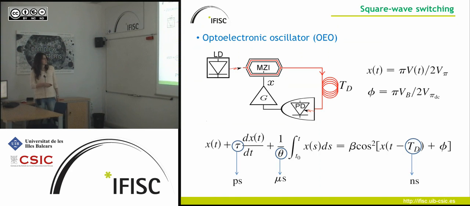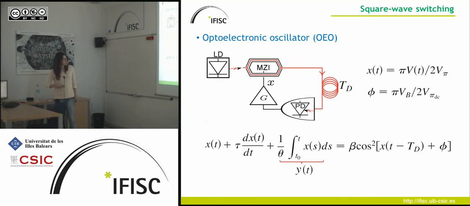We can see that there are three different time scales, so this is a stiff problem. First of all, we have the delay in nanoseconds, which lies between the two characteristic times of the filter, the lower time in picoseconds and the larger time in microseconds. This means that to solve this problem, we need to take a small integration step in order to cover the fast dynamics, but also to integrate during a long interval of time in order to cover the slower dynamics.